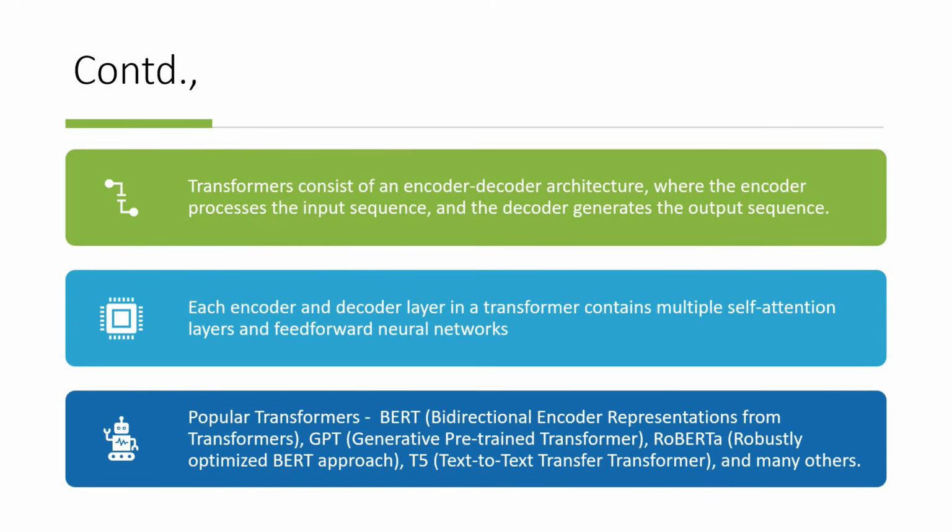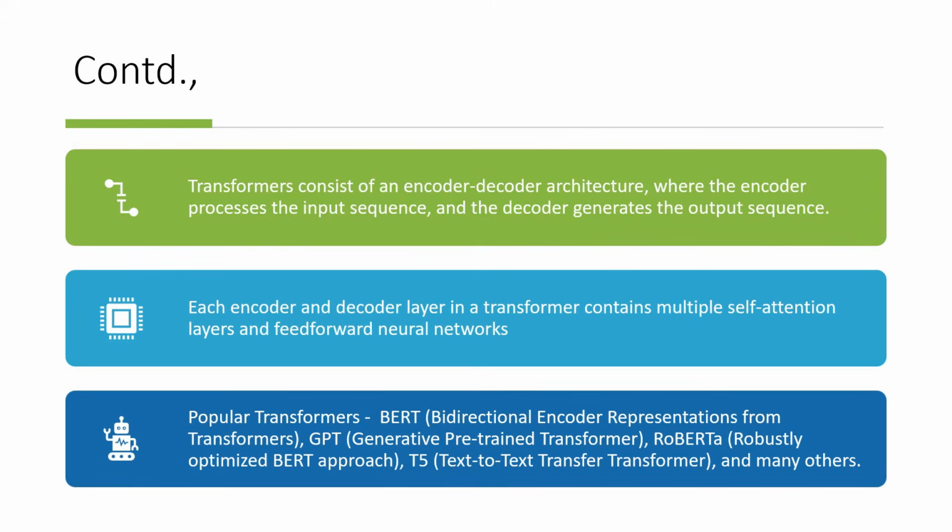Transformers fundamentally consist of an encoder-decoder architecture, where the encoder processes the input sequence and the decoder, as you know, generates the output sequence. Each encoder and decoder layer in the transformer contains multiple self-attention layers and feed-forward neural networks. I have already explained what a feed-forward neural network is in my previous videos. If you have any questions, you can go ahead and understand what that is.